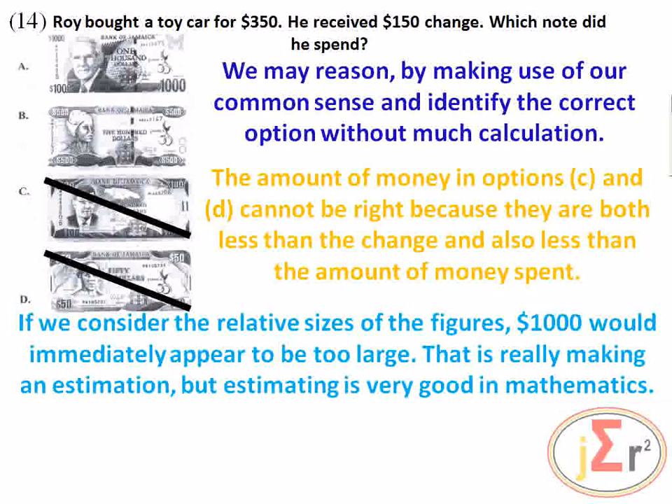If we consider the relative sizes of the figures, $1,000 would immediately appear to be too large. That is really making an estimation, but estimating is very good in mathematics. Now, if we are just dealing with $350 and $150, is it possible that that can jump all the way to $1,000? No. Therefore, the answer cannot be $1,000. So, $1,000 is not possible. We are only left with option B, so option B is correct. As a matter of fact, it is correct, and we did not do any calculation.